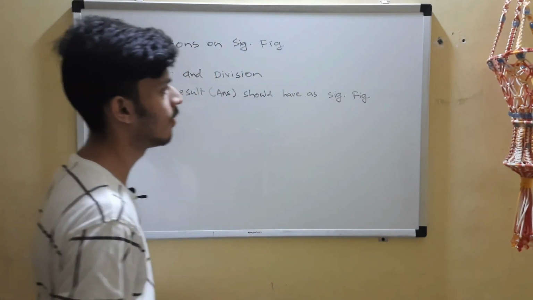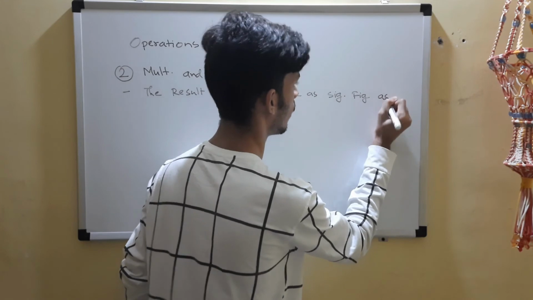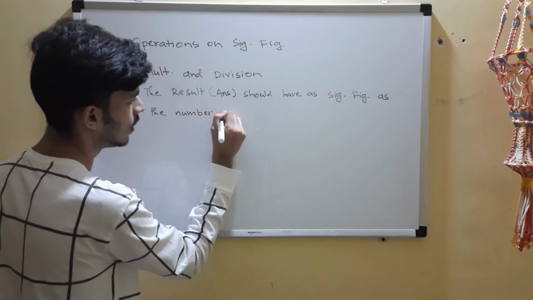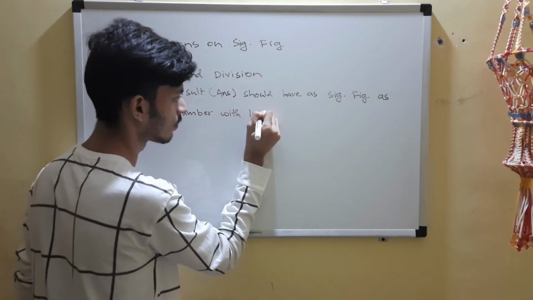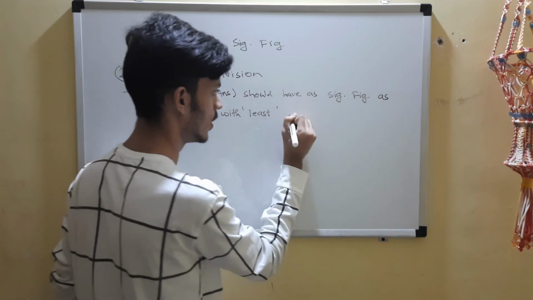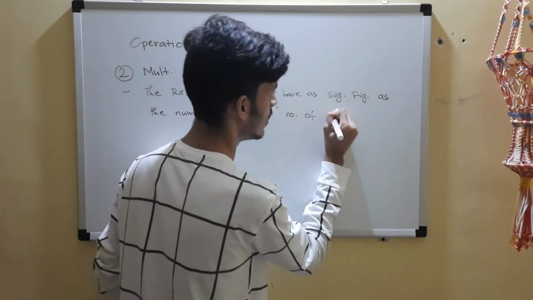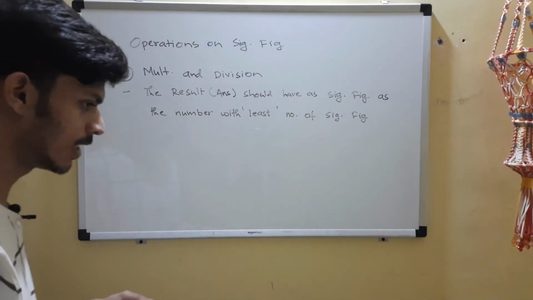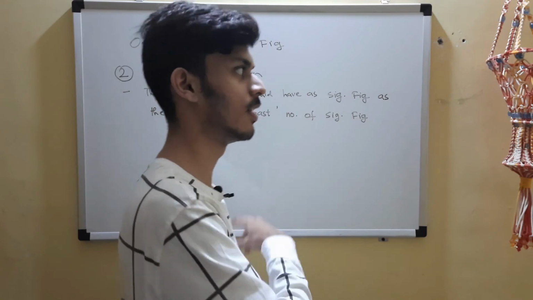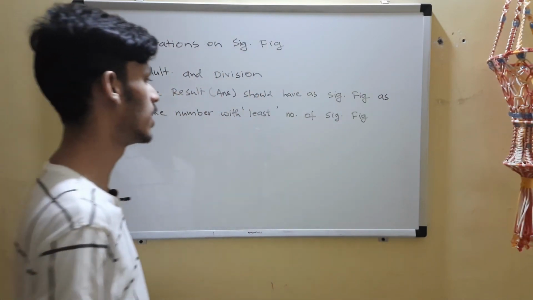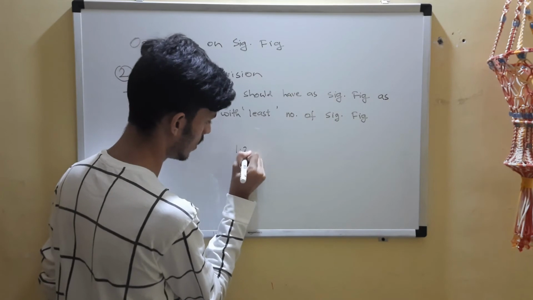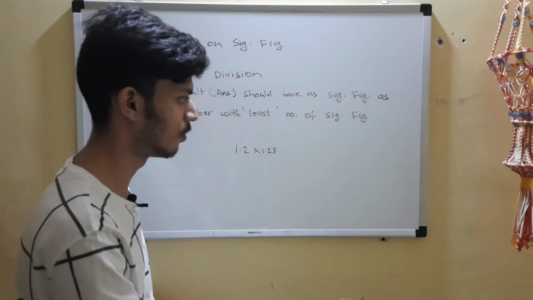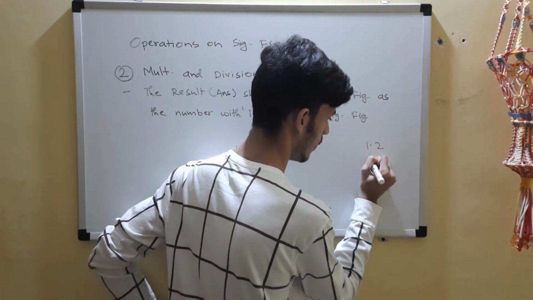The result should have as many significant figures as the number with the least number of significant figures. What do I mean by this? Let's take an example. If I say 1.2 times 1.23 times 1.44, it will be whatever. Let's see.